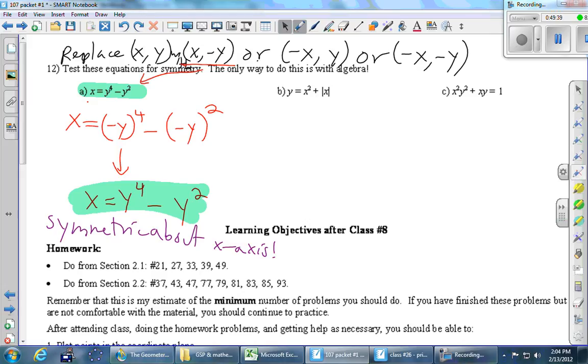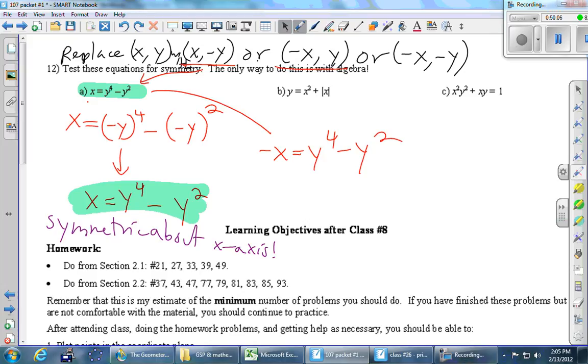Suppose that instead we had done this. What does x become? Negative x. What does y become? Stays as y. So if I just replace this x with the negative x, I'm going to write this and then I'm going to erase it. That becomes negative x equals, and then the y's stay the same, right? Is that equation the same as the one we started with? It's just different. It's no longer x equals y to the fourth minus y squared.